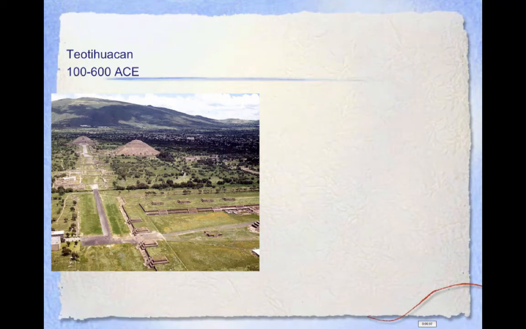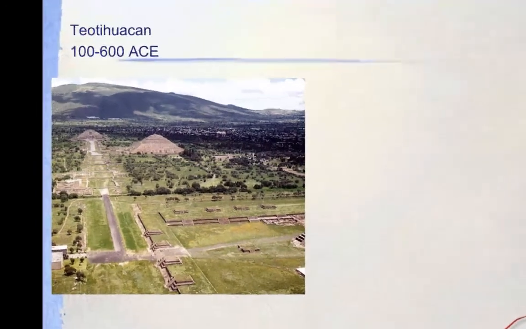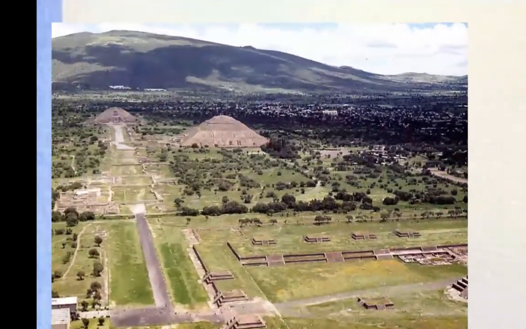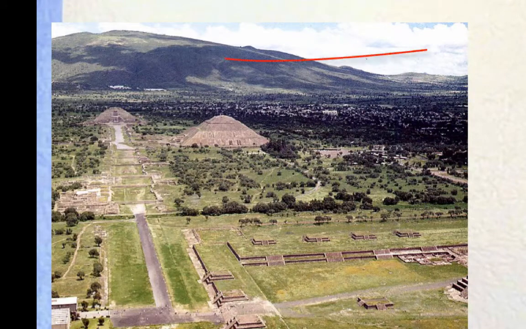Let's start with Teotihuacan. The dates for Teotihuacan are from about 100 to 600 ACE, so we can see that this is several hundred years after the end of the Olmec. Teotihuacan has a number of prominent features. Here, we have a mountain called Cerro Gordo. The structure closest to Cerro Gordo is called the Pyramid of the Moon. A second structure, quite a bit larger, is the Pyramid of the Sun. The long avenue from the Pyramid of the Moon towards us is referred to as the Avenue of the Dead.